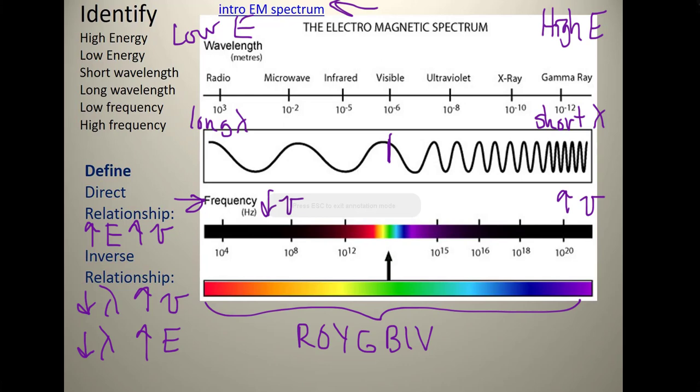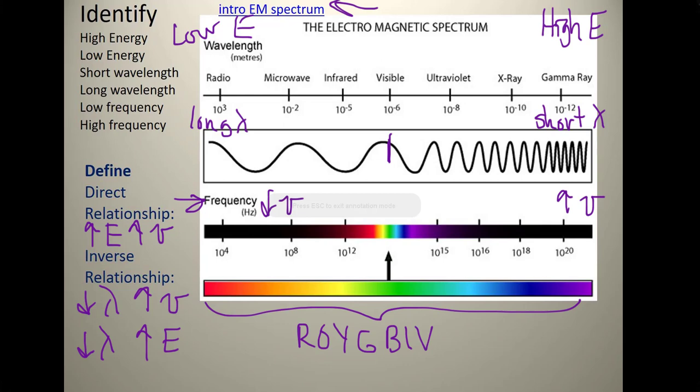So direct means that if one goes up, the other one will go up too, or if it goes down, the other one will go down too. And then inverse means if one goes up, the other one will go down. And obviously the opposite is in play there. So if I had a very long wavelength, I would have a very small frequency. If I had a very long wavelength, I would have a very small amount of energy.